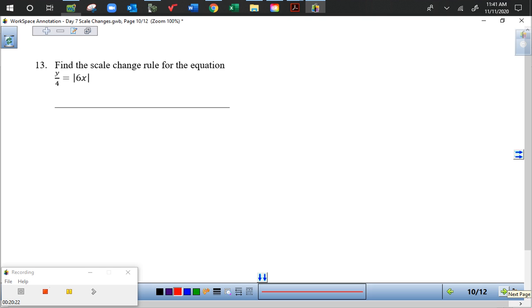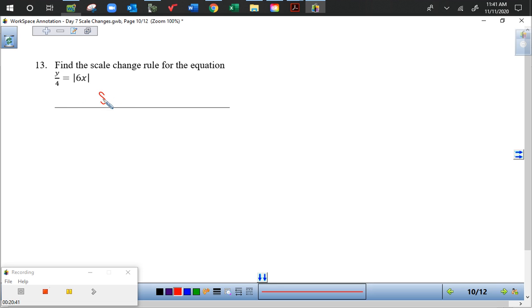All right, I just want to show you on 13 that there are some parent functions that make our life easy to write the rule. Absolute value is one of those. There's not a lot of simplifying involved with absolute values, so these are ones that we can look at directly and write the scale change rule from them.